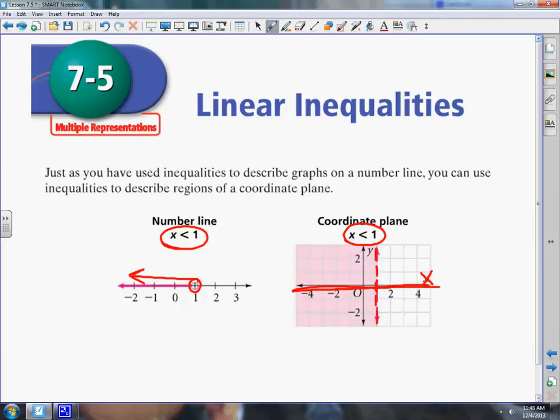They kind of mean the same thing. It's not completely filled in. And then you're going to shade everything less than. So it looks the same. See, if you look, they're both at 1 on the x, and then they're both less than.